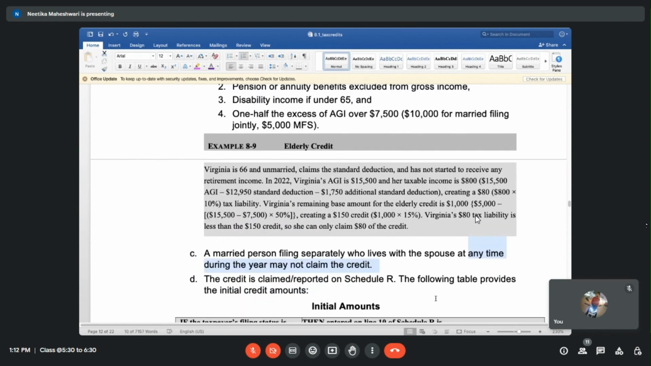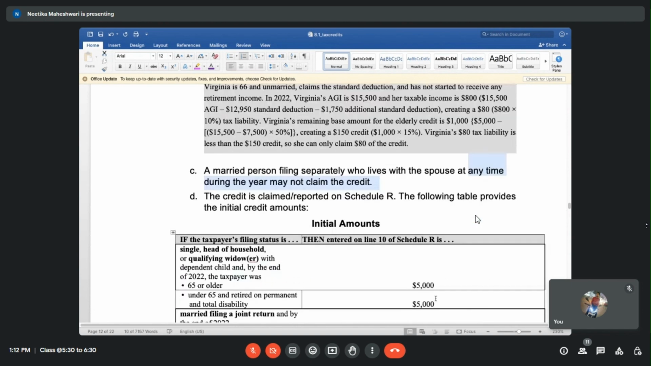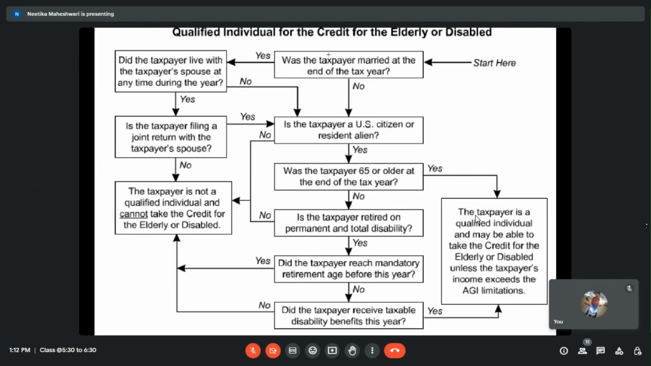They're just making it confusing, but that's what the rule is. So this is a little bit of a flow chart, and it's very easy for us to understand if we go this way. It's individual, like who is the qualified individual for the credit for elderly or disabled? Who gets qualified for this credit?